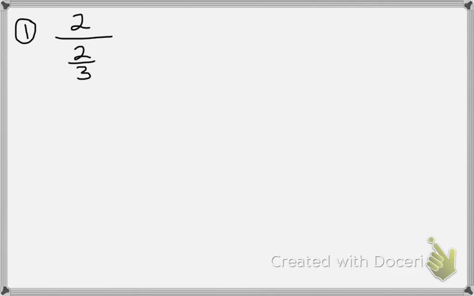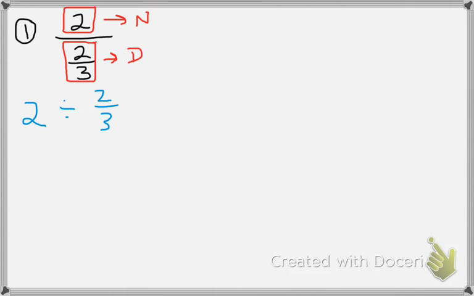In this case we have our steps. The first step is to identify the numerator and the denominator. So we have here our 2. That is the numerator, and 2/3 is the denominator. So this is saying 2 divided by 2/3. The next step is to actually write it out as you would say it: 2 divided by 2/3.